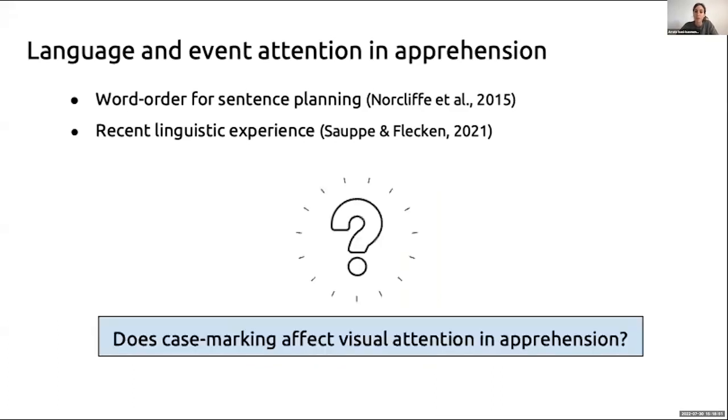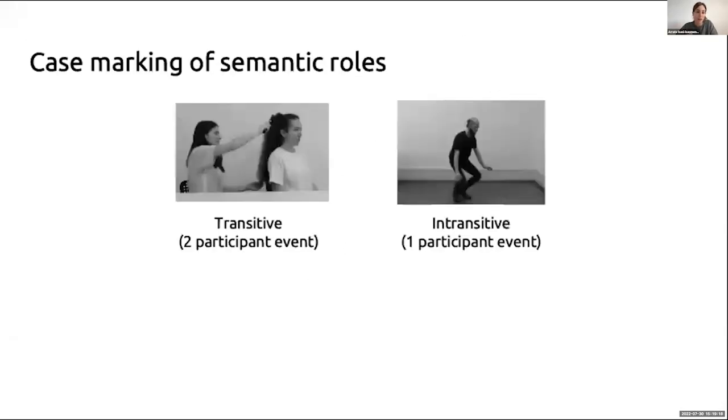So given these findings, in our study, we set out to investigate whether case marking could also affect visual attention in event apprehension. And we were interested in case marking specifically because there's cross-linguistic diversity in how languages mark agents. Well, previously, Lilia has already mentioned that this is more consistent than for instruments, but there is still some variation. And to study this question, we compared two languages with different case marking systems, Basque and Spanish.